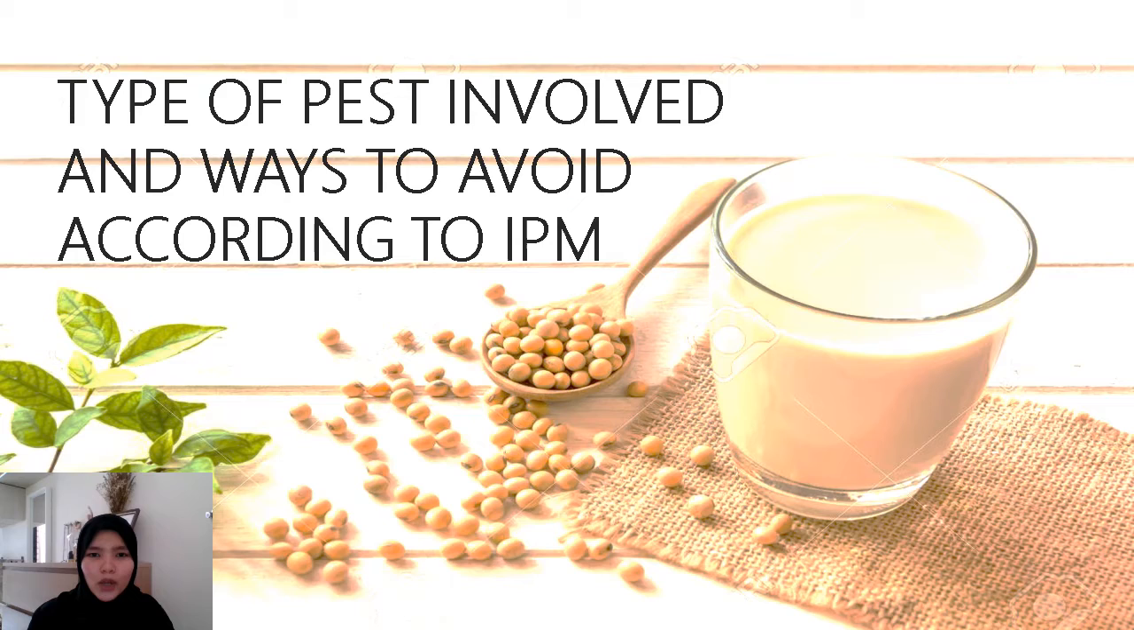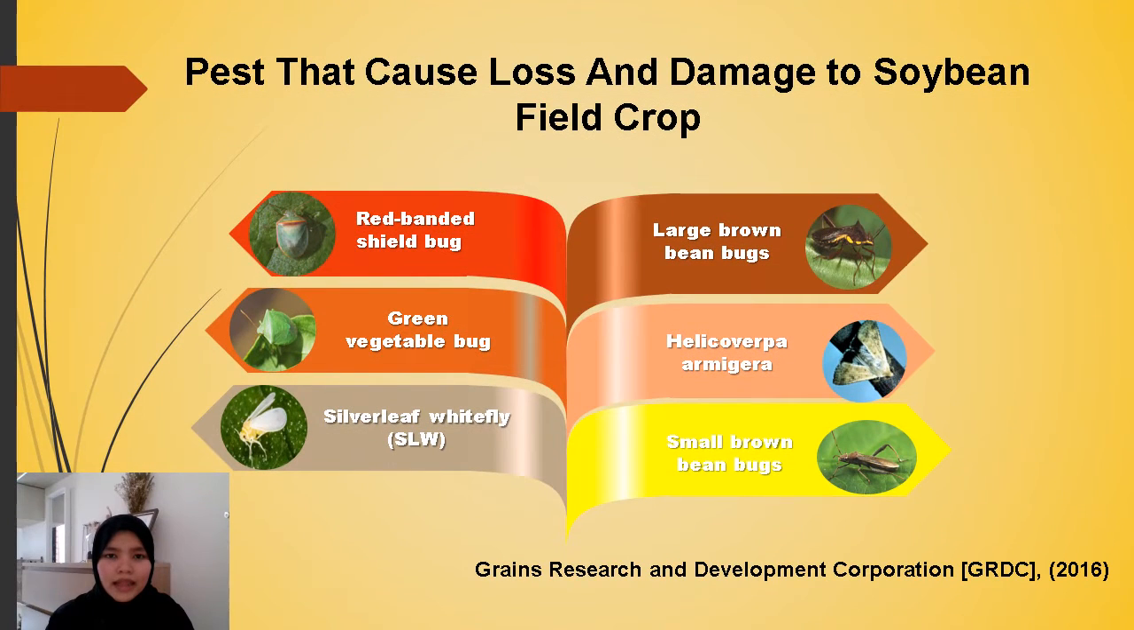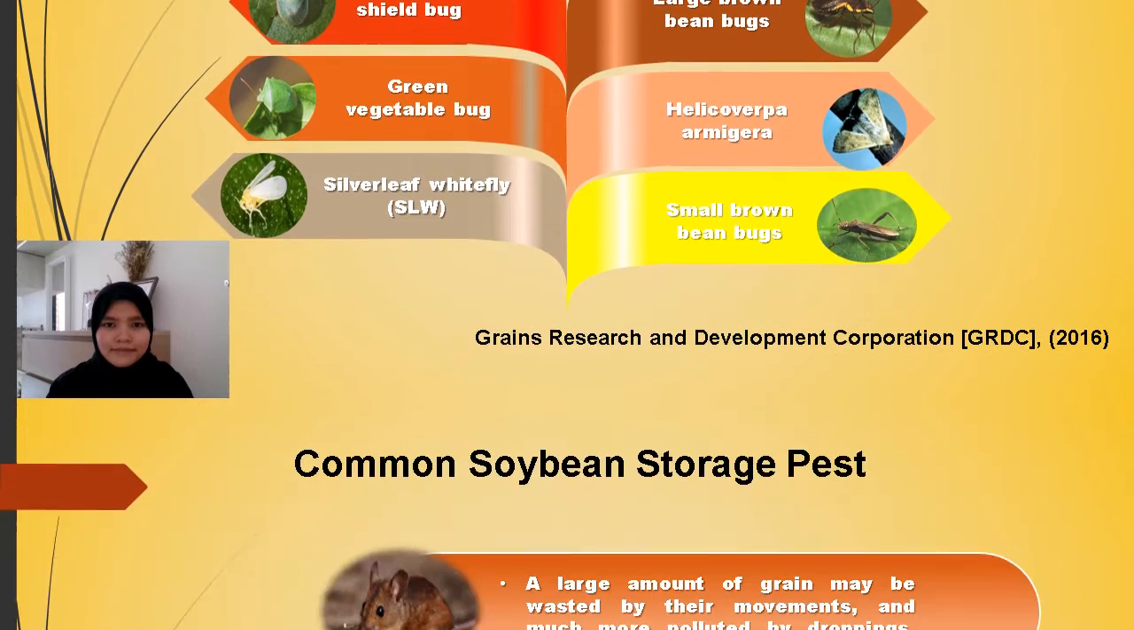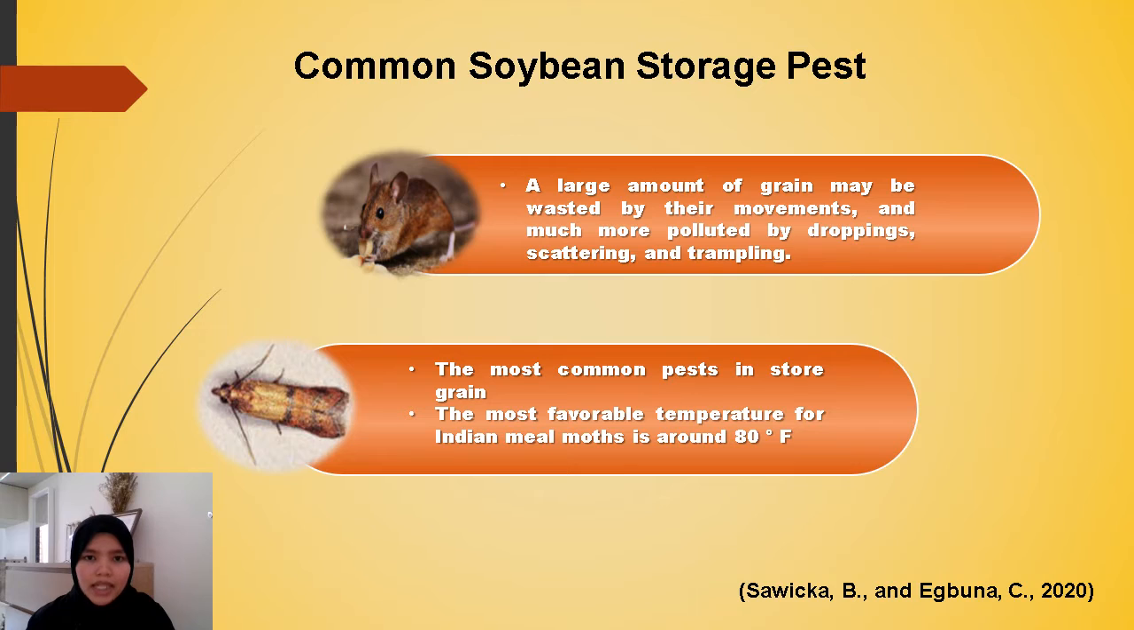From this slide, I will present the types of pests involved and ways to avoid them according to integrated pest management. These are the common pests that cause losses and damage to soybean in the field crop. Meanwhile, rats and Indian meal moth are the common pests that may contaminate the soybean during storage.